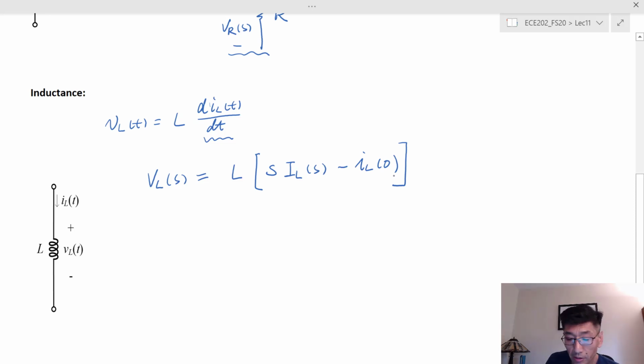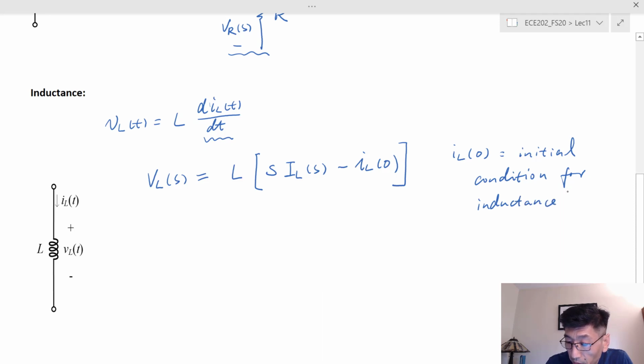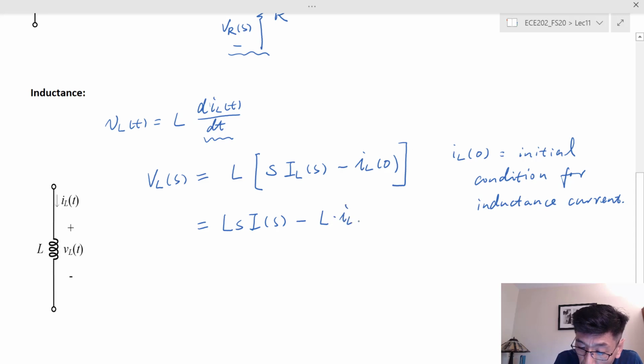Right. If you have a step change, you should use I sub zero minus, right? Let's see here that we use I sub zero. So I sub L zero, that's the initial condition for the inductance current. Right. And in this case, we could multiply this out. We have L times S times I sub S minus L I sub L zero.